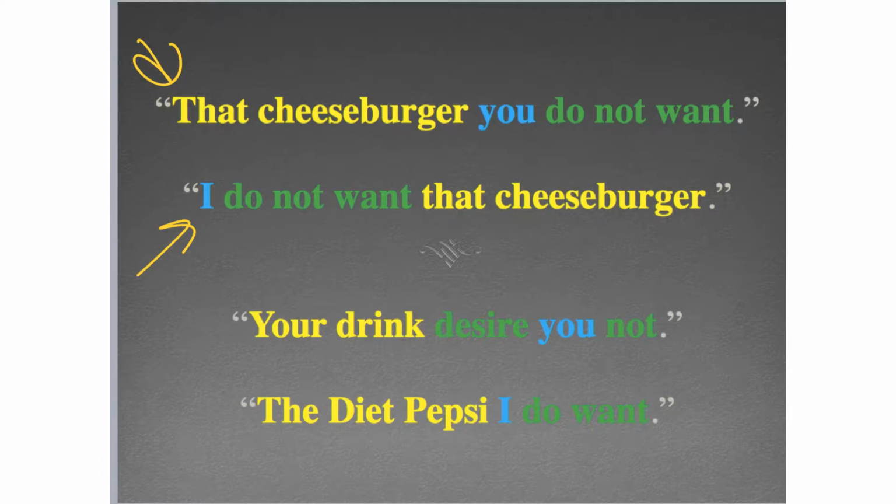So the Yoda version, that cheeseburger you do not want, is to some extent how the relative pronoun and interrogative pronoun version would go, because again, they have to come at the beginning of their clause. So if they are accusative, if they are the direct object, they will come at the beginning of the clause, even though we wouldn't expect them to be there. Your drink desire you not. The Diet Pepsi I do want. And note that the non-Yoda character actually maintains that kind of Yoda word order with the direct object at the beginning. But it is still, as I said, understandable. So keep these examples in mind as we go through.